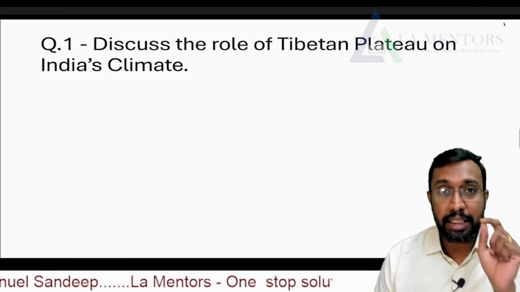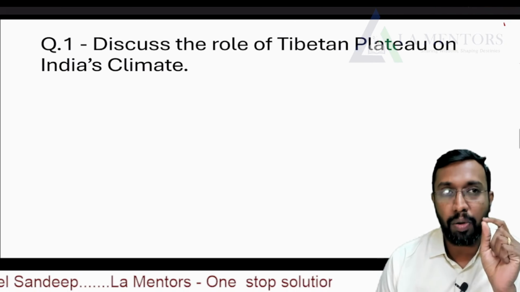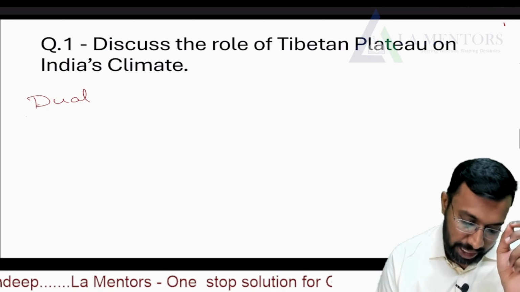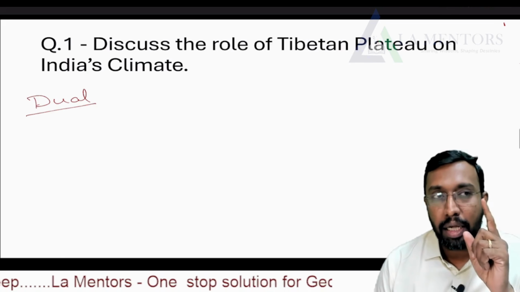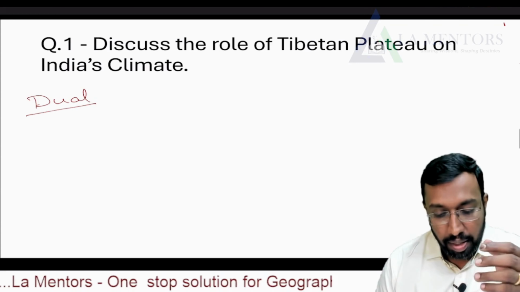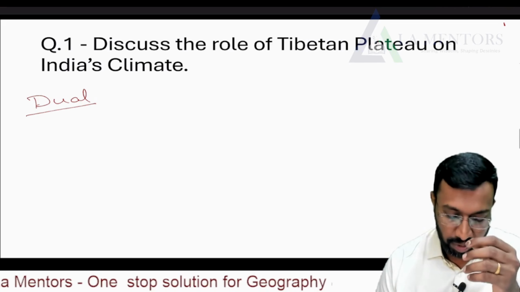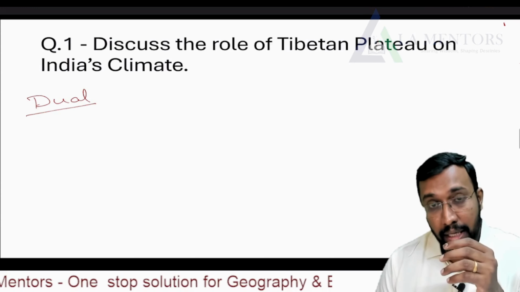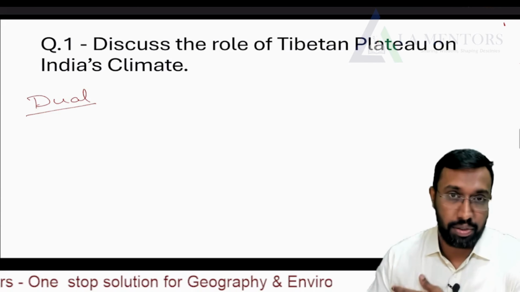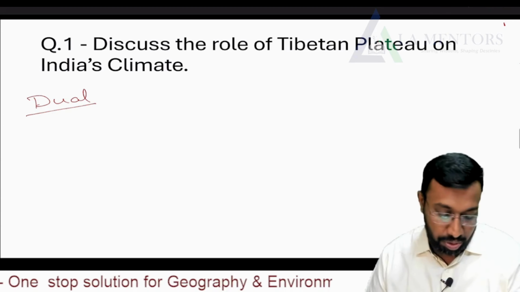Now, this Tibetan plateau is playing a role. It's actually playing a dual role. Why do I say it's playing a dual role? It is acting as a barrier for your winds across that region, as well. It is also acting as a deflector within that region. As we move further, I'll try to talk about it.